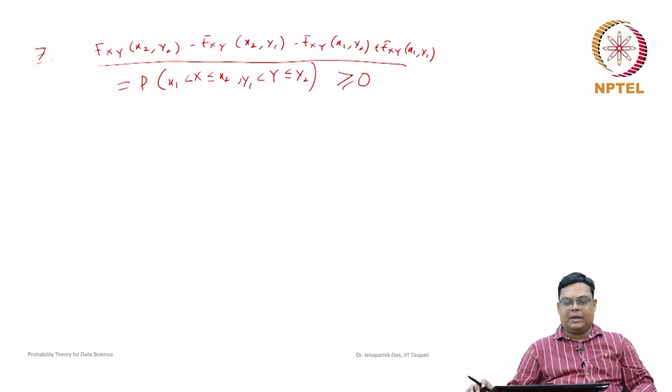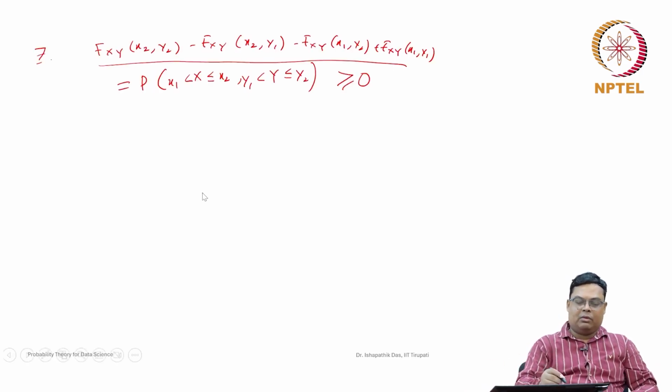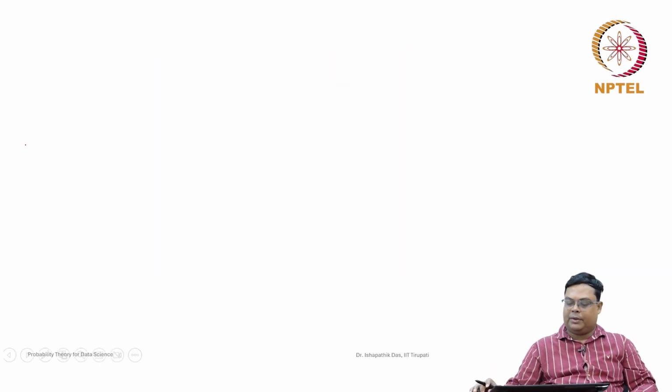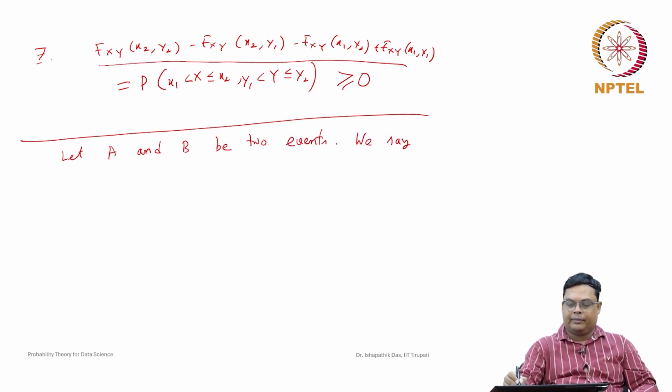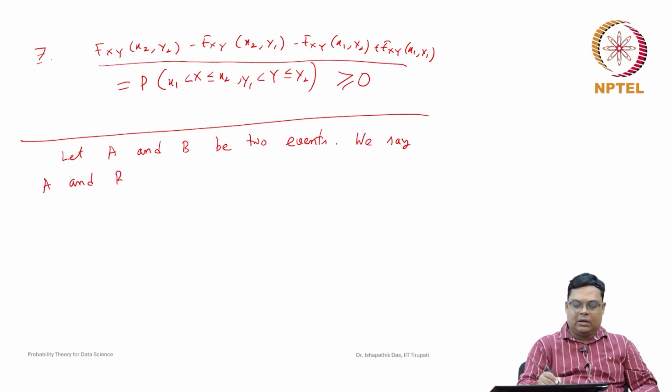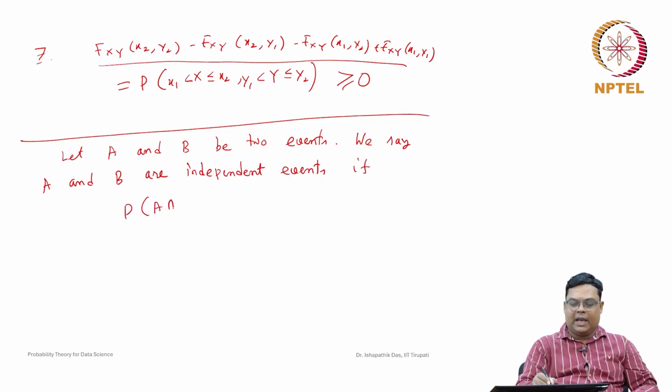Now we discuss another property, called independence. What is independence by definition? Whenever we talk about events, let A and B be two events. We say A and B are independent events if the probability of A intersection B is equal to the probability of A times the probability of B.